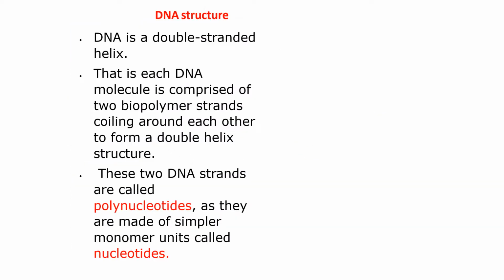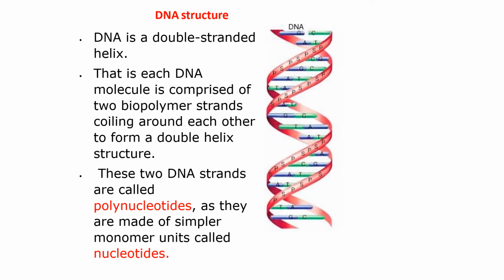So if you see the structure of DNA, it is a double-stranded helix, and each DNA molecule is comprised of two polymer strands coiling around each other to form a double helix structure. These two DNA strands are called polynucleotides as they are made up of simpler monomer units called nucleotides. So you can see that these are the two ribbon-like structures which are coiled around each other.